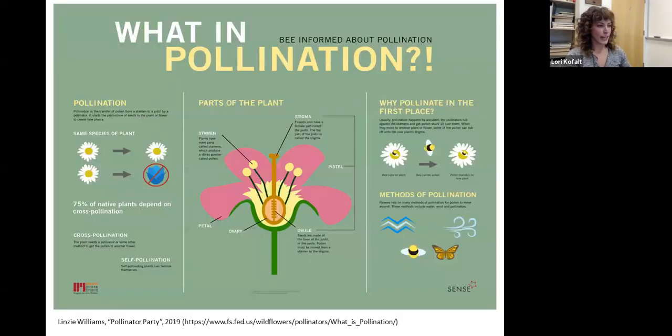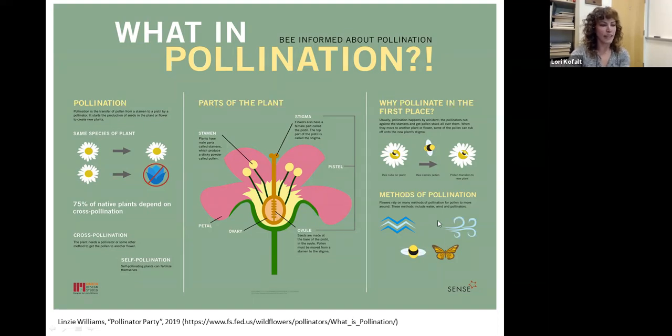All right, so what's pollination? Simply put, it's a key component to plant reproduction, and it occurs when the pollen on the stamen, which is the male part of the plant, gets transferred to the stigma, which is at the top of the female part of the plant. Once the pollen gets on the stigma, little pollen tubes are formed and it travels down into the ovule, again part of the female part of the plant, and that's where seeds are formed.